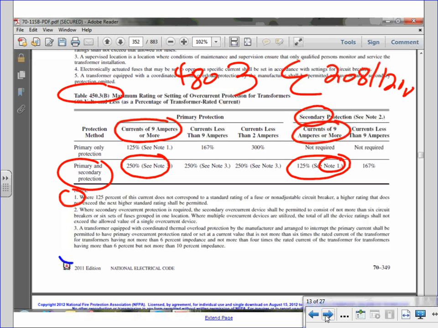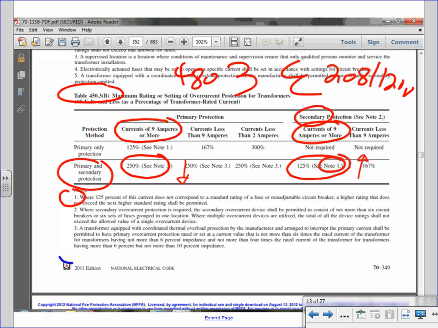Now the secondary side. Is the current more than 9 amps? Yep. So here's my default, 125. Do I have note number 1? Yep. So what do I do? I go up here then, and I go down here. Can you guys see that? Down on this side, because there is no note number 1 here. Or is it? Is that not note number 3? Yeah, it should be note number 3. So you go down here and up here.